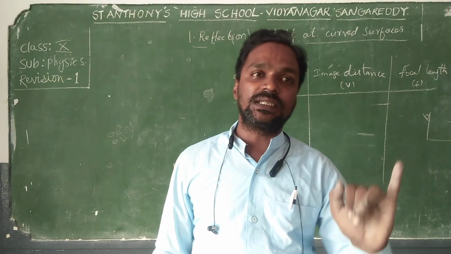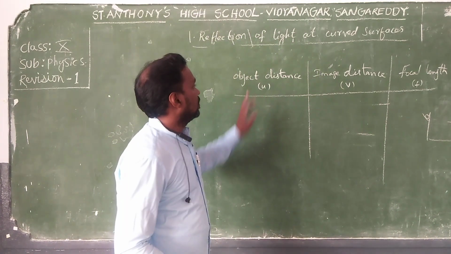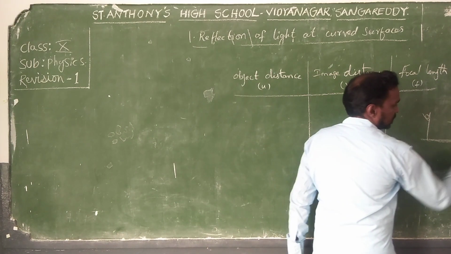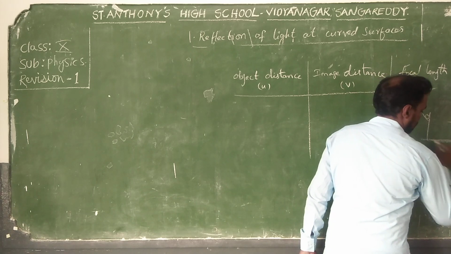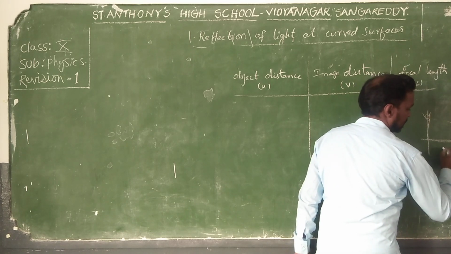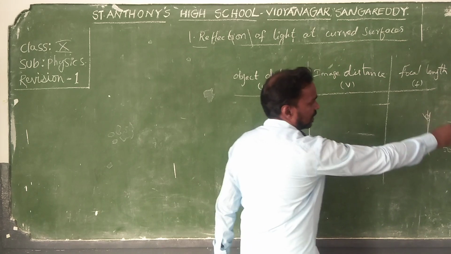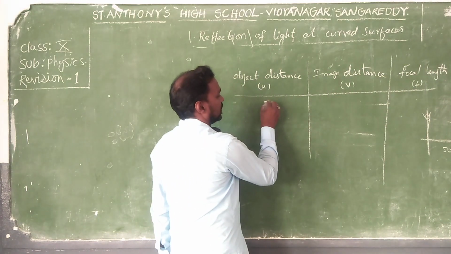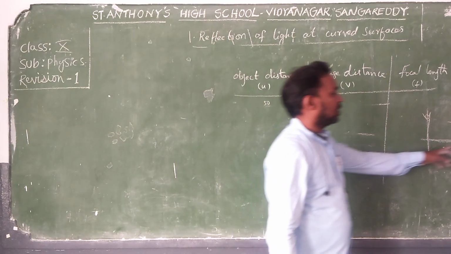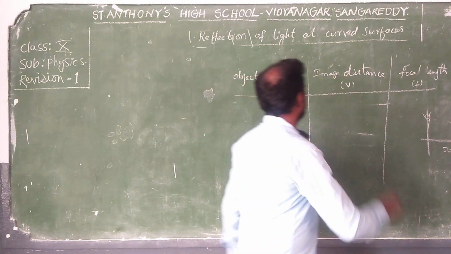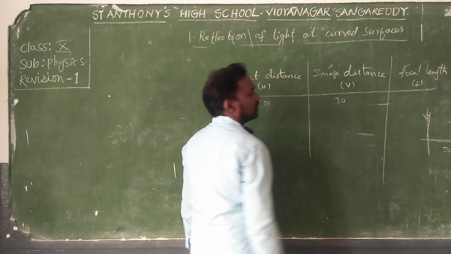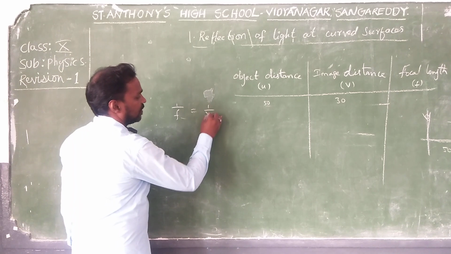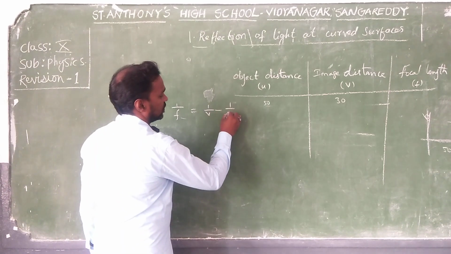So you have to draw 6 ray diagrams. From this you have to calculate. Here the scale will be there. Suppose the distance from the candle to this is 50 centimeters, so you write 50 here. The image is formed, suppose, at 30 centimeters, so you write 30 centimeters. Then using the formula 1 by f is equal to 1 by v minus 1 by u.